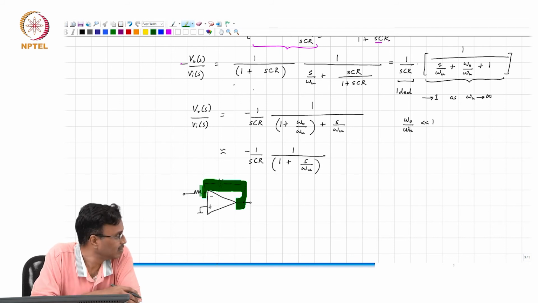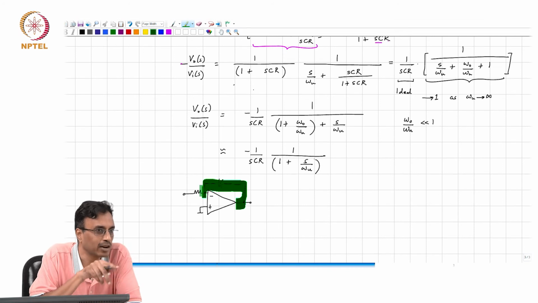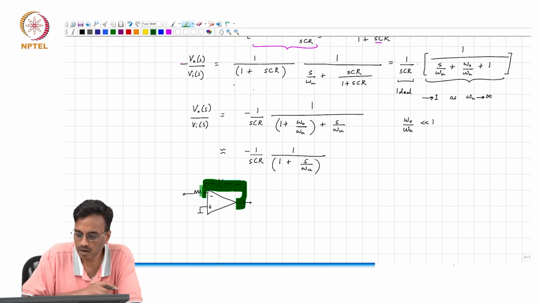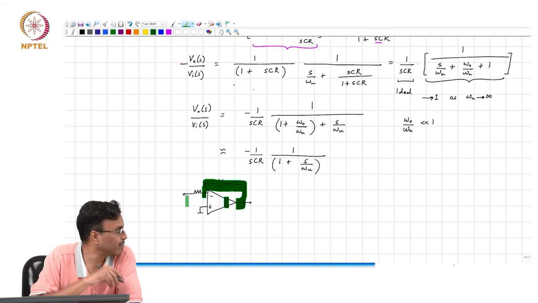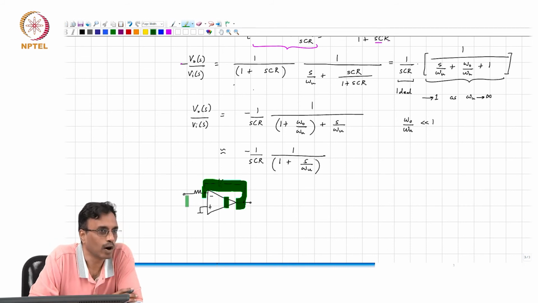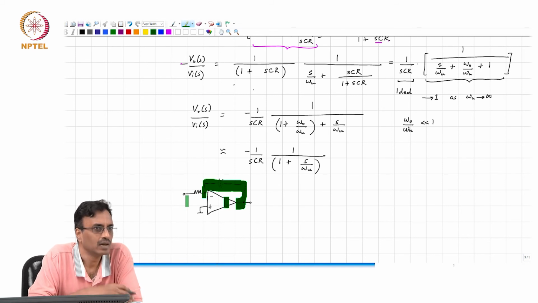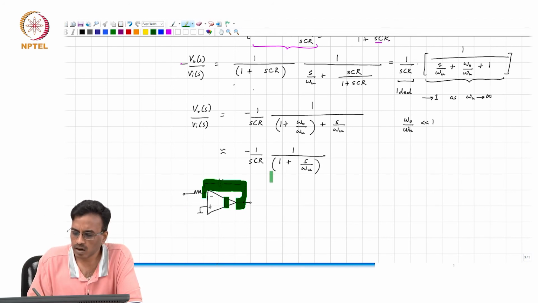It is 1, right? If the feedback factor is 1, what comment can you make about the closed loop pole? The forward amplifier, so to speak, has got a transfer function omega u by s. The feedback factor is 1. So, what comment can you make about the closed loop bandwidth? It is simply the unity gain bandwidth of the op amp, alright, and that is what this is telling us.